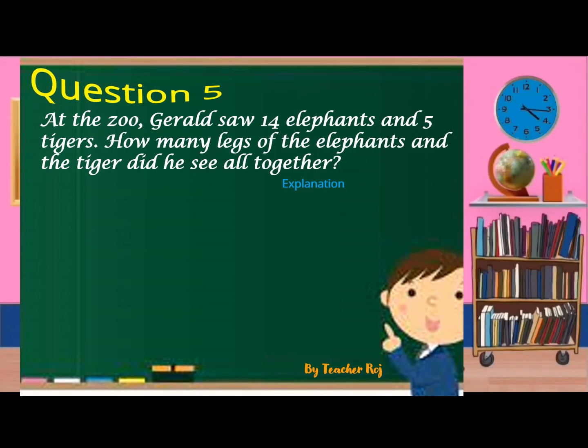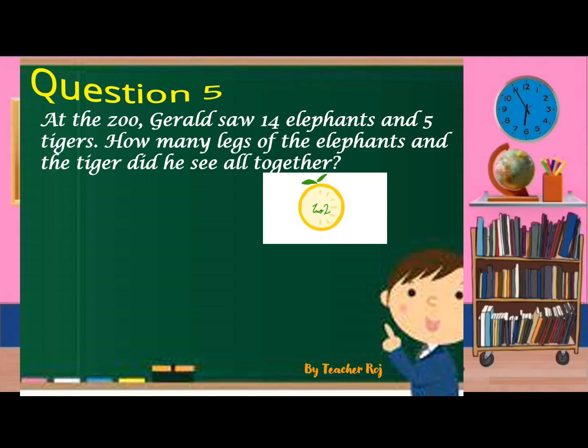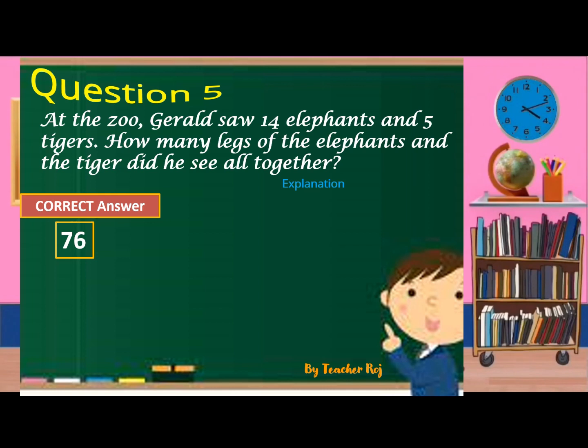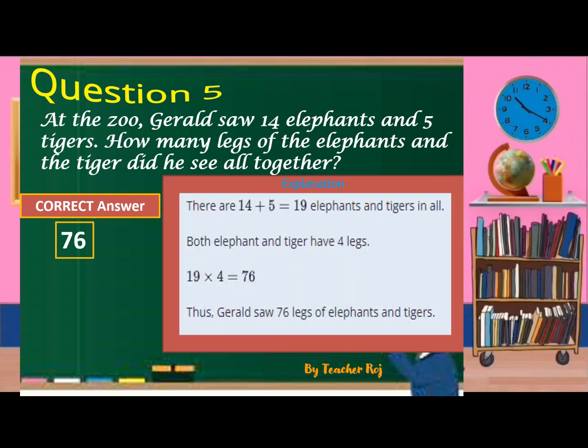At the zoo, Gerald saw 14 elephants and 5 tigers. How many legs of the elephants and the tigers did he see altogether? Okay, the right answer now is 76. Bakit 76? Now, look at this. There are 14 plus 5 equals 19 elephants and tigers in all. Okay, 14 elephants and 5 tigers, so you have 19. Total number of elephants and tigers. Both elephants and tigers have 4 legs. Ayan, pwede naman silang i-add kasi 4 legs lang naman sila pareho. So, 19 times 4, that's 76. Thus, Gerald saw 76 legs of elephants and tigers.